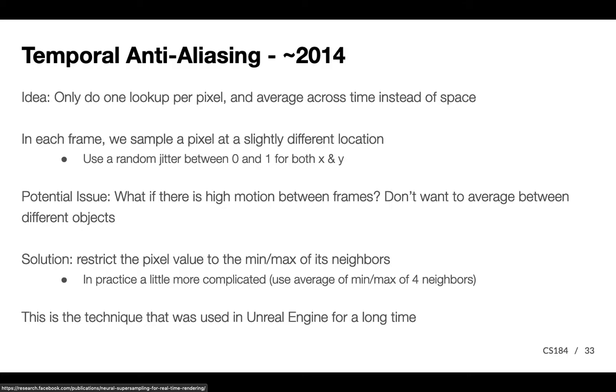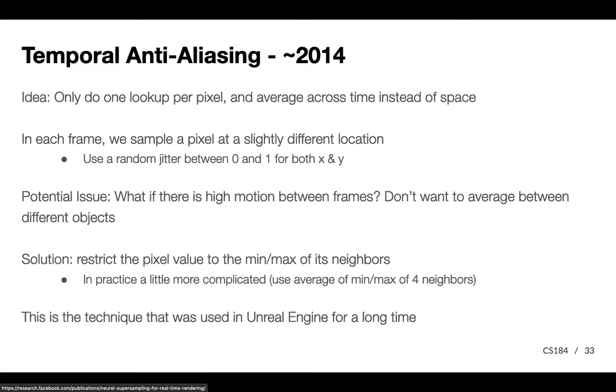And the solution to this in practice is that the pixel is restricted to the min-max of its neighbors. In practice, it's not the full neighborhood of 8 pixels, but just the 4 pixels top, bottom, left, right. The idea is that we look at its neighbors, the sample that we took from these neighbors in that one frame only, so not an average, just one frame sample, and say, if this color is too far away from that, let's restrict it down, let's clamp it down. And this is the technique that was used in Unreal Engine for a long time. They put a lot of work into getting this ready to go in practice.